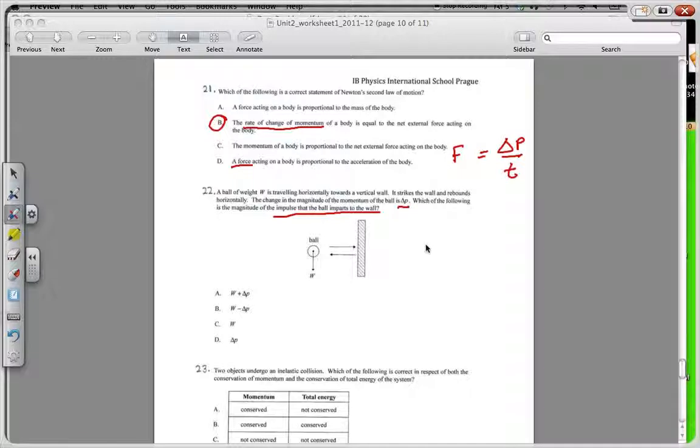Now we know that impulse is equal to F change in T, which is equal to change in P. That's our formula. So the delta P is the impulse, so that would be it over there. This W is actually a little bit of a red herring. It doesn't seem to affect it because it's going horizontally. That weight there doesn't seem to be playing much effect in this problem.